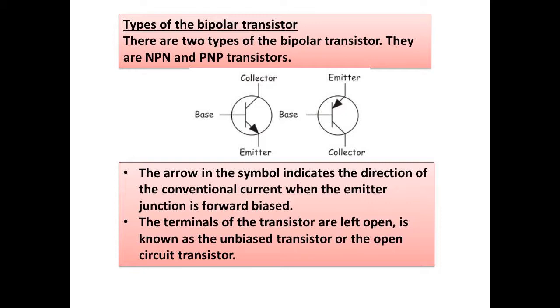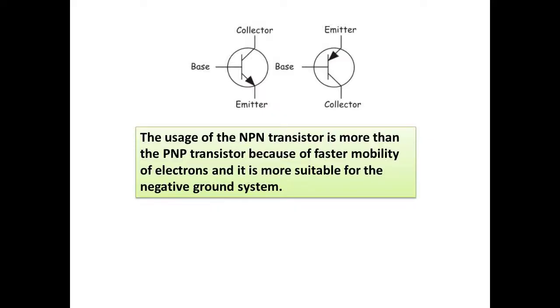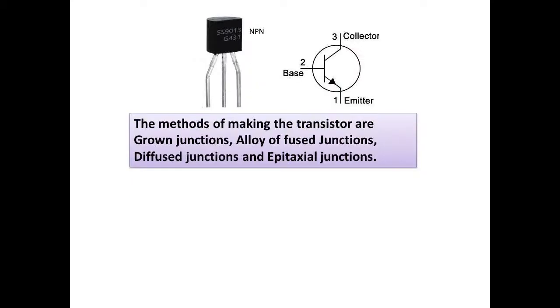The usage of the NPN transistor is more than the PNP transistor because of faster mobility of electrons, and it is more suitable for the negative ground system. The methods of making the transistor are grown junctions, alloy or fused junctions, diffused junctions, and epitaxial junctions.